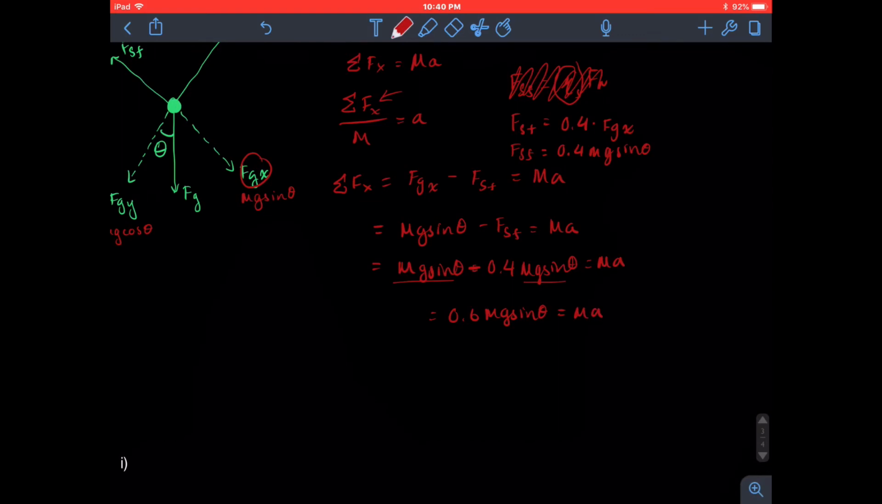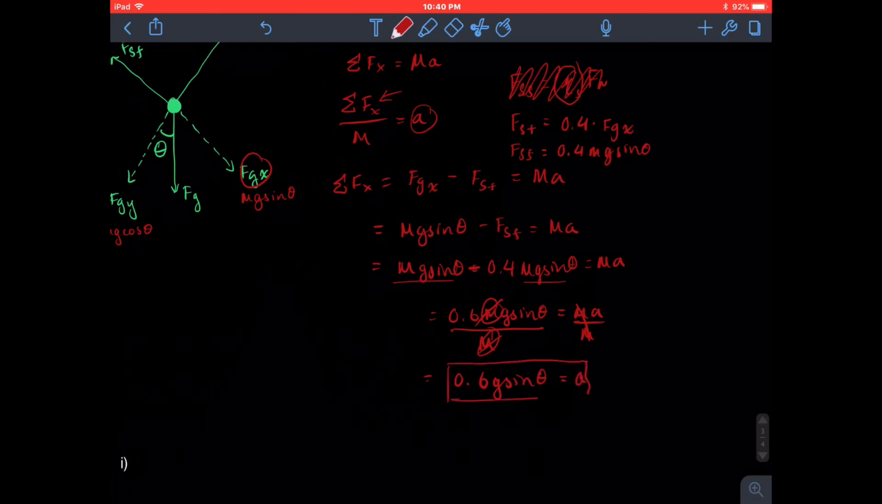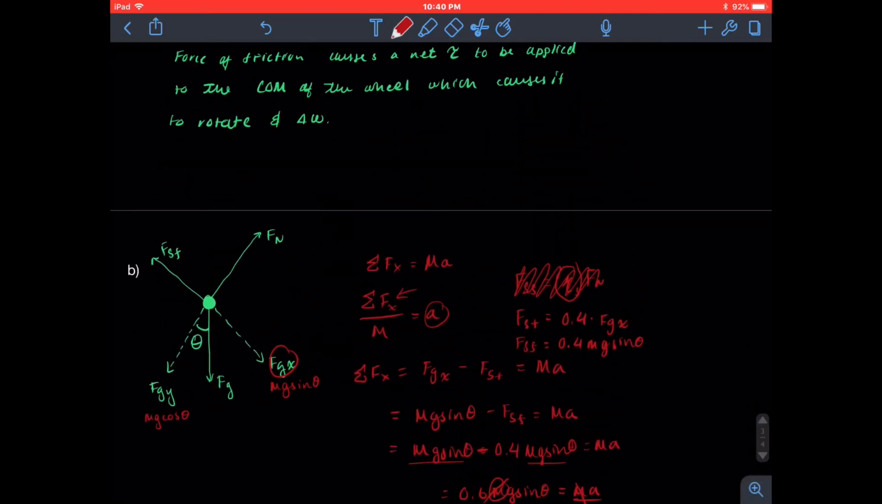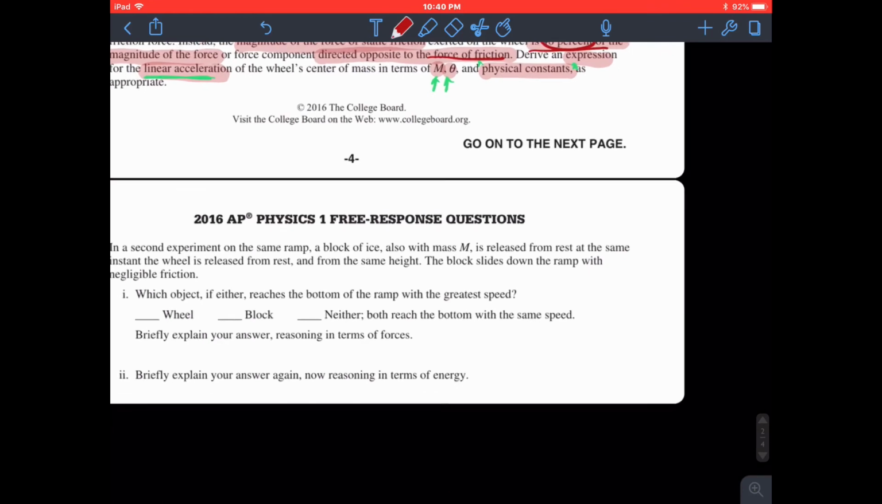And remember, we're solving for linear acceleration, so we're going to divide by mass so that this cancels out, and I'm going to simplify completely. If I can cancel out the masses, I'm going to cancel out the masses. So this gives us 0.6 g sine theta is equal to acceleration. And that is our final answer for part B. All right, so now let's move on to part C.